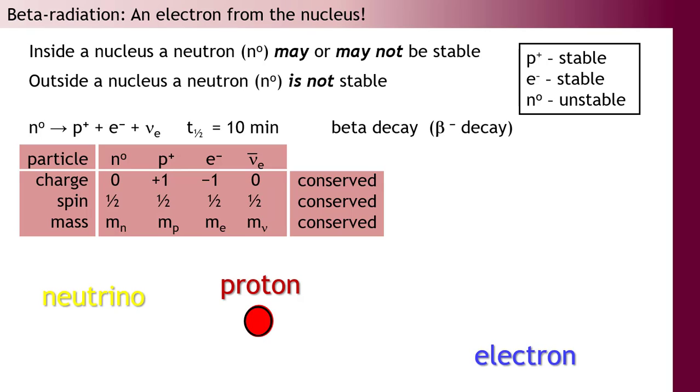So although the free neutron is not stable, when a neutron is bound to other nucleons in a nucleus, it may or may not be stable. So the 7 neutrons in carbon-13 have never ever been observed to decay. By contrast, one of the 8 neutrons in carbon-14 will undergo a beta decay in this nuclide.